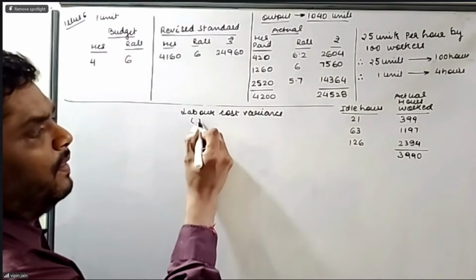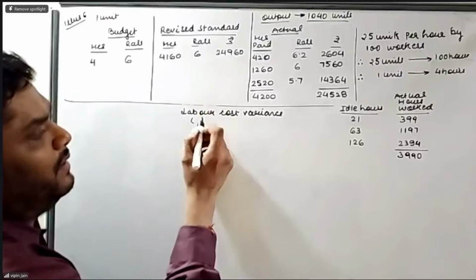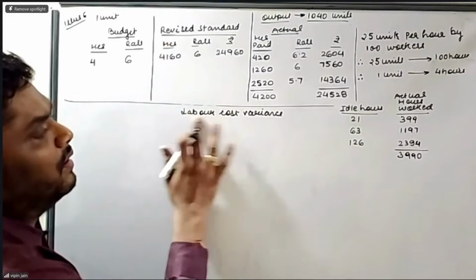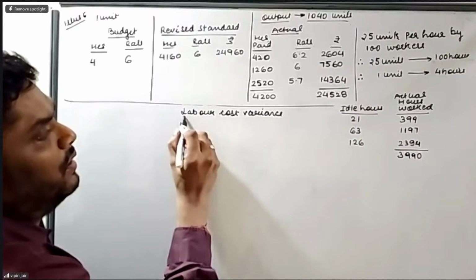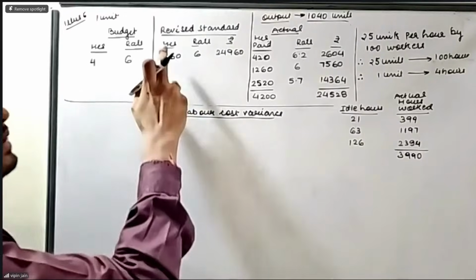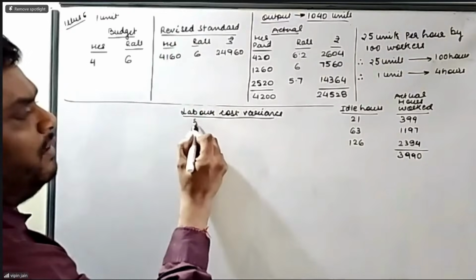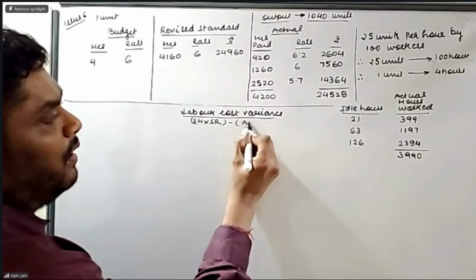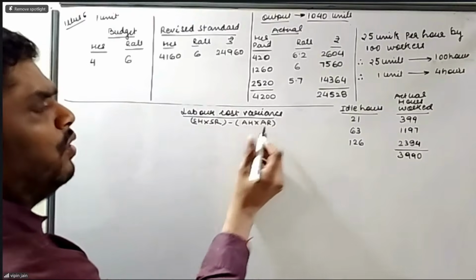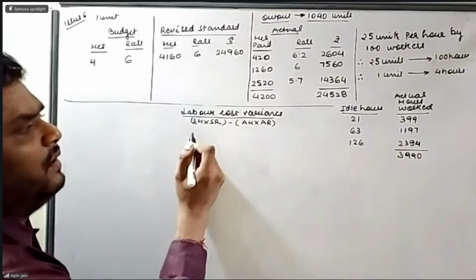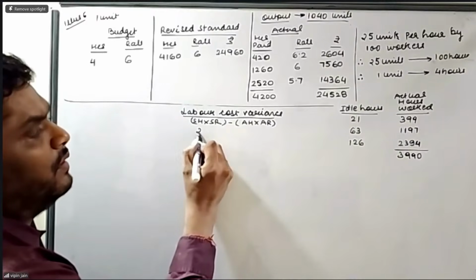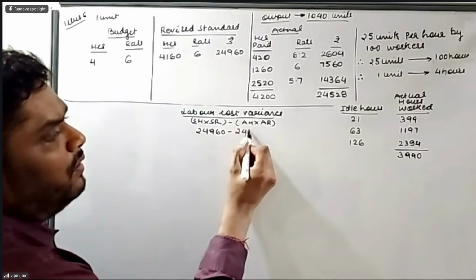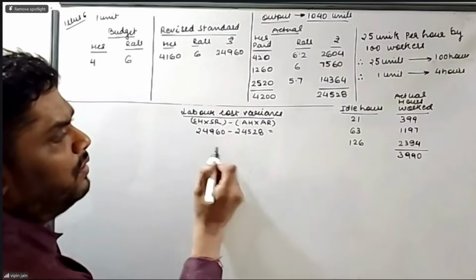Standard quantity into standard rate minus actual quantity into actual rate, sir. I directly calculated with the standard rate, no problem. So what will be the figure? 24960 minus 24528. Very good.